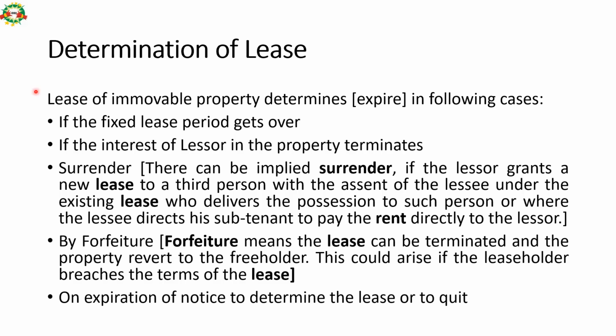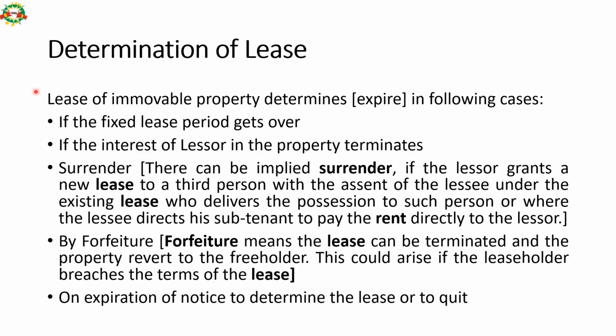Determination or termination of lease. A lease of immovable property determines or expires in the following circumstances: if the fixed lease period gets over; if the interest of the lessor in the property terminates, that is, the landlord's interest gets terminated. Surrender: there can be implied surrender if the lessor grants a new lease to a third person with the assent of the lessee under the existing lease, who delivers the possession to such person, or where the lessee directs his subtenant to pay the rent directly to the lessor.